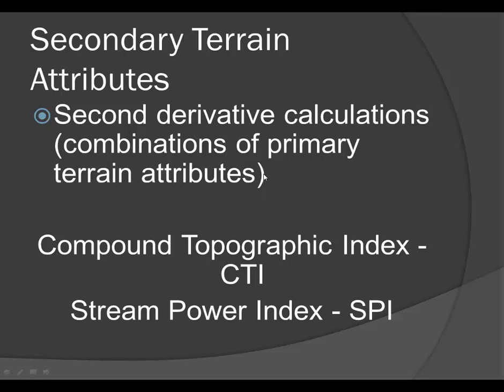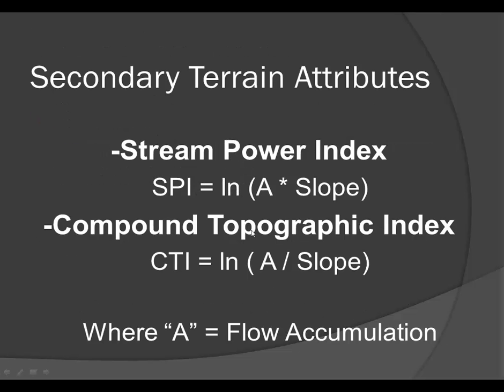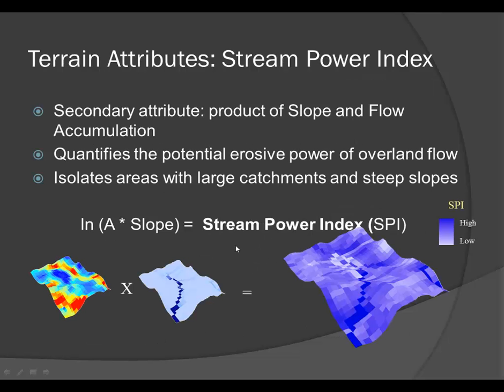Now we want to move to secondary calculations. The two secondary attributes we want to consider are the compound topographic index and the stream power index. The stream power index is the catchment area, the flow accumulation, times the slope. The compound topographic index, CTI, is the flow accumulation or catchment area divided by the slope. And they produce very different measures.